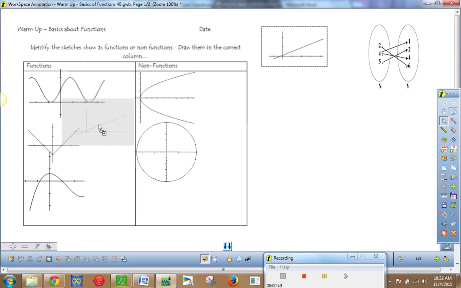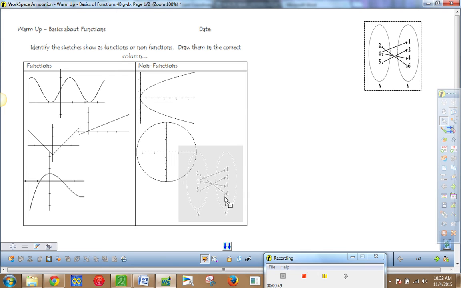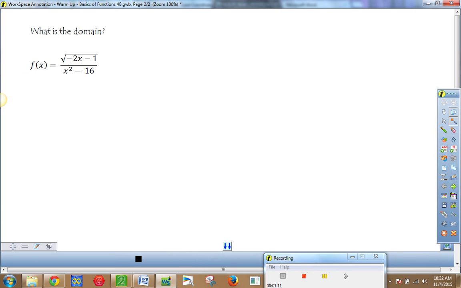Top right is not. Why is this not a function? Because this 4 has 2 outputs. You only have one line. Four goes to two separate things. It's not loyal. Okay? Alright, how about these guys?